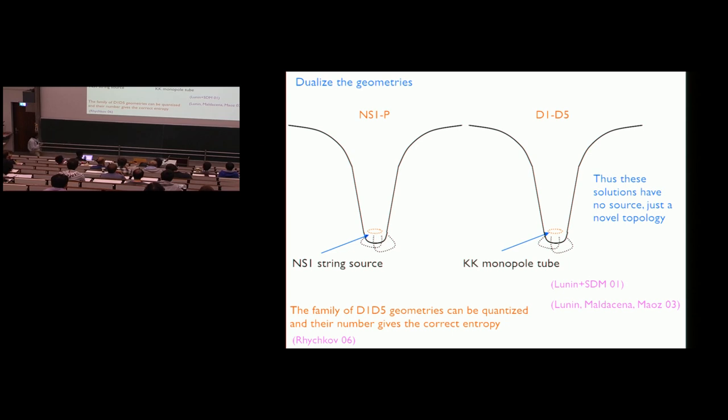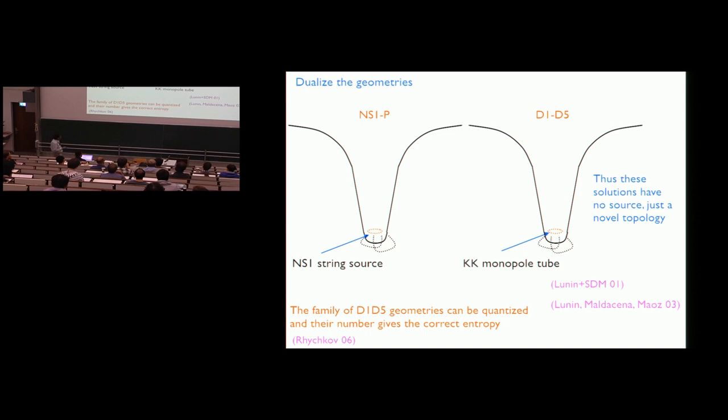But the one curious thing is, here there was a string source running around. If you go there, you could see a string, and you could ask under all the dualities, what does it become when you reach the D1, D5 system after all the duality maps? And it changes to an interesting object called the KK monopole. So it becomes a KK monopole cross a circle. So it's a KK monopole placed all around a circle. So KK monopole cross S1, or a KK monopole tube.